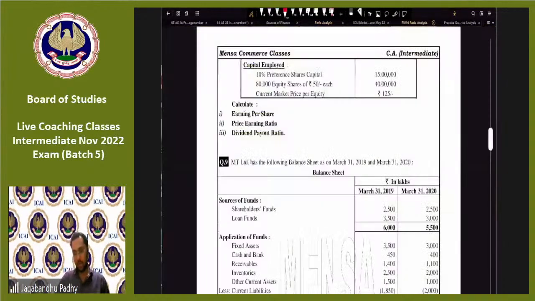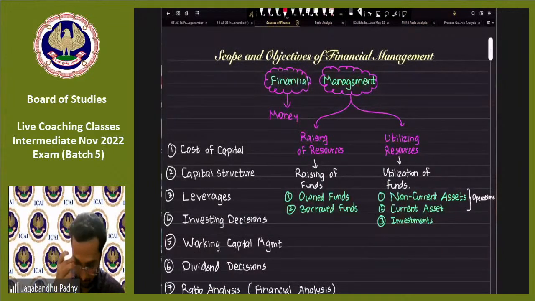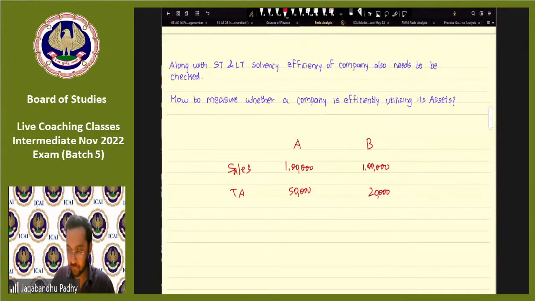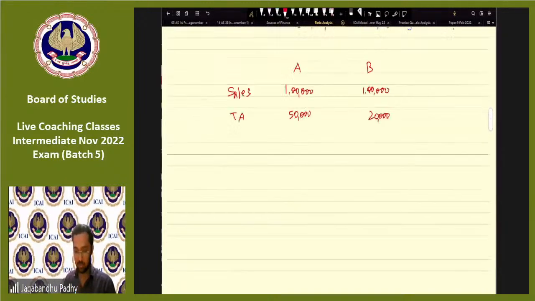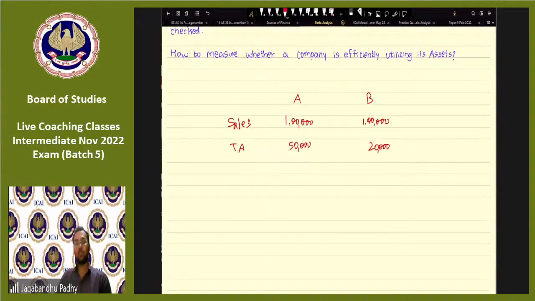Can you tell me which of these two companies is utilizing the resources in the best possible way? Is it company A which is using the resources in the best way, or is it company B? Yes, tell me, guys. Which of these two companies is utilizing the resources in the best way?